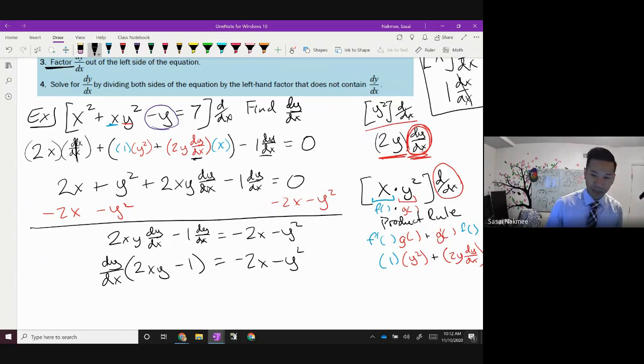Now, once I factored it out, I'm going to go ahead and divide both sides by 2xy minus 1. 2xy minus 1.